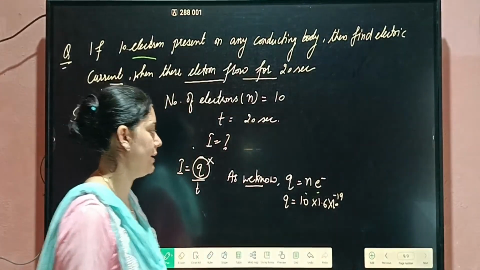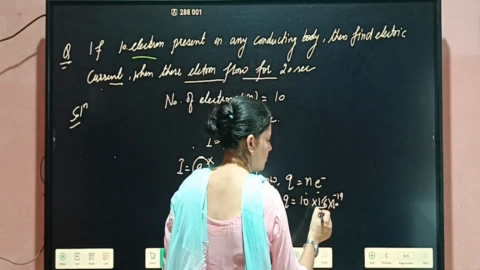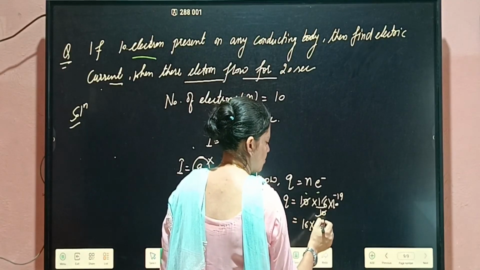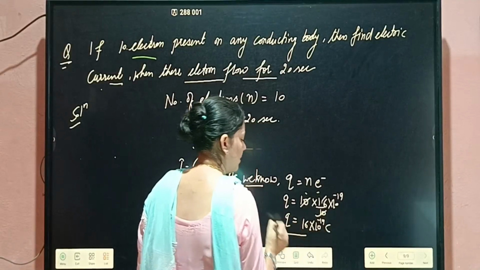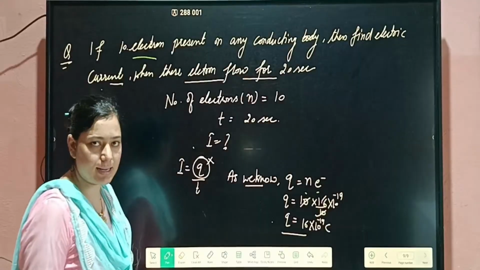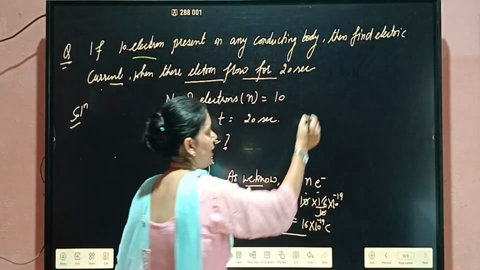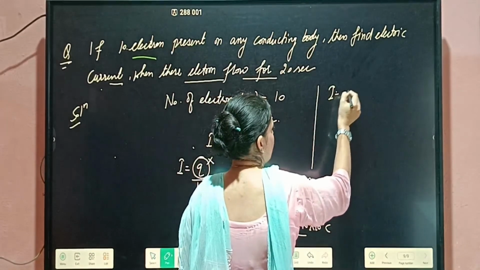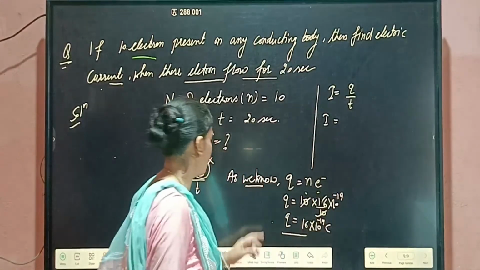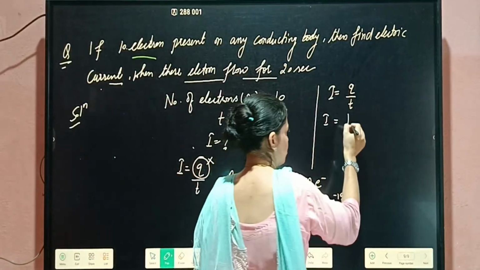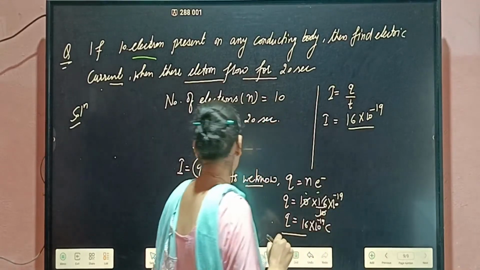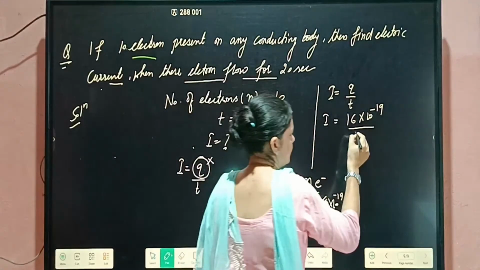Okay, so here 10 to 16, then here we can remove this one dot, then cancel out, then here left 16 into 10 raised to power minus 19 Coulomb. तो ये हमारे पास क्या आ गया, टोटल चार्ज आ गया। टोटल चार्ज आ गया तो हमारे पास क्या है, करंट आ जाएगा, टाइम गिवन। So here we can write I equal to Q by T. Q हमारे पास क्या आया, 16 into 10 raised to power minus 19 Coulomb divided by your T, T equal to your 20 second.